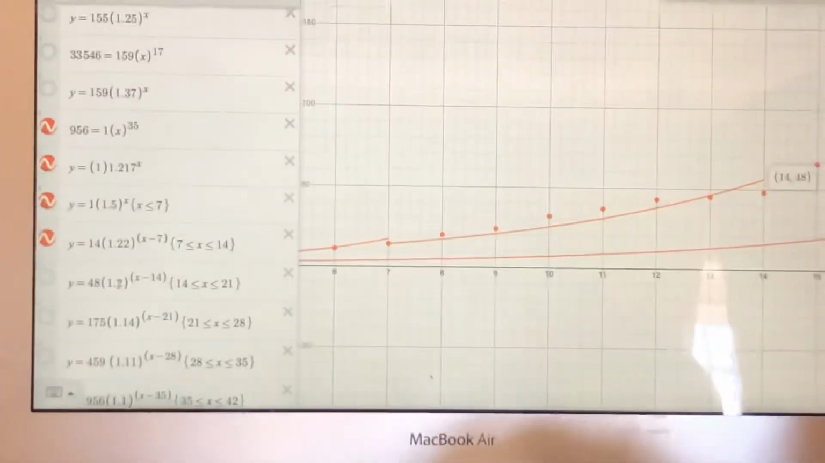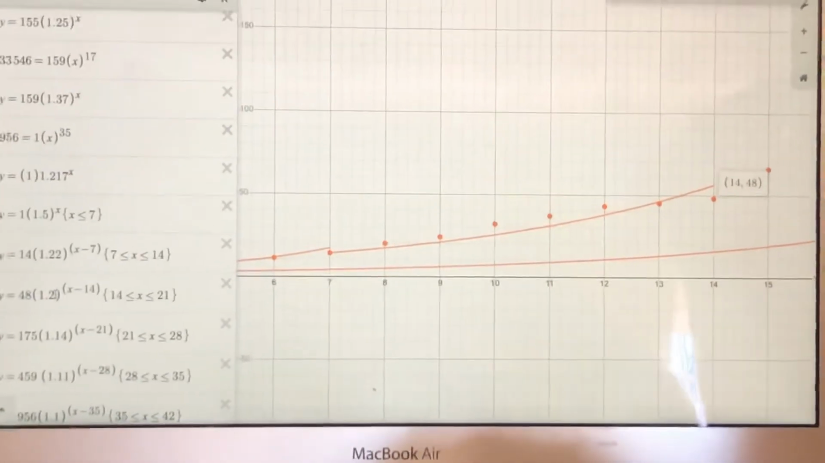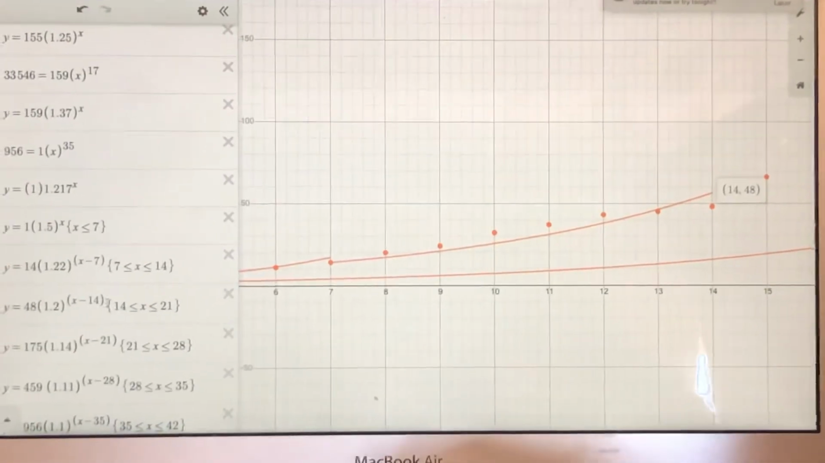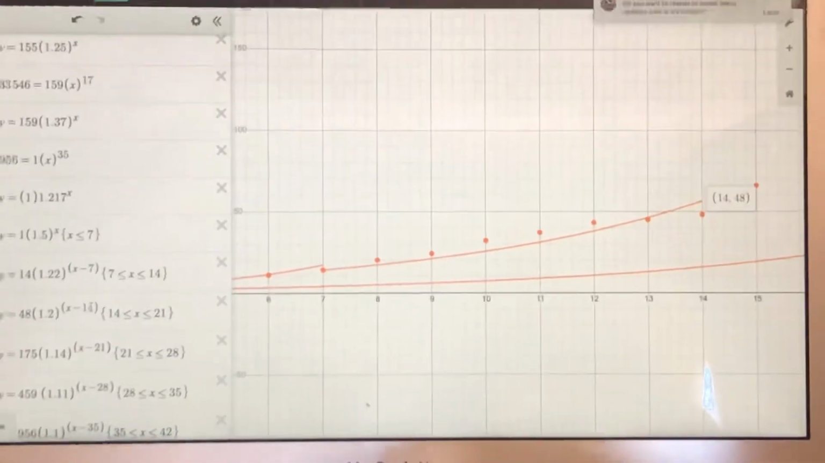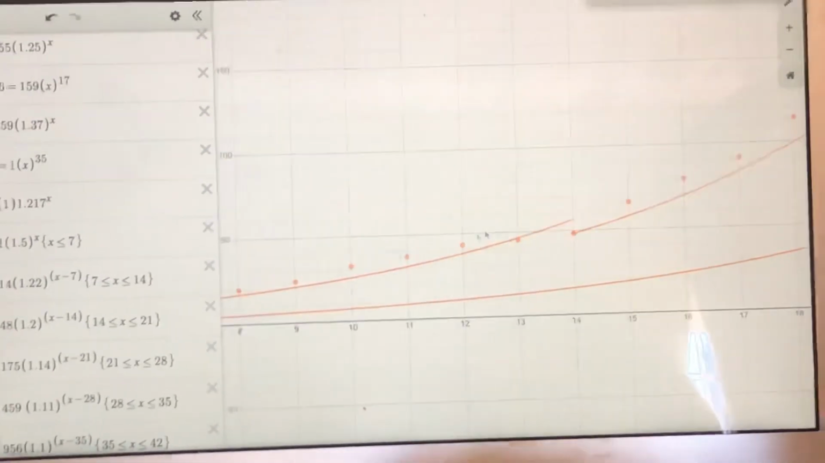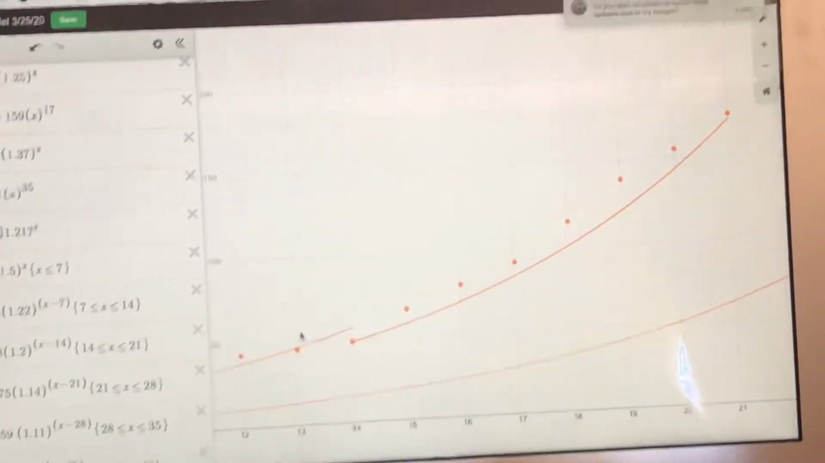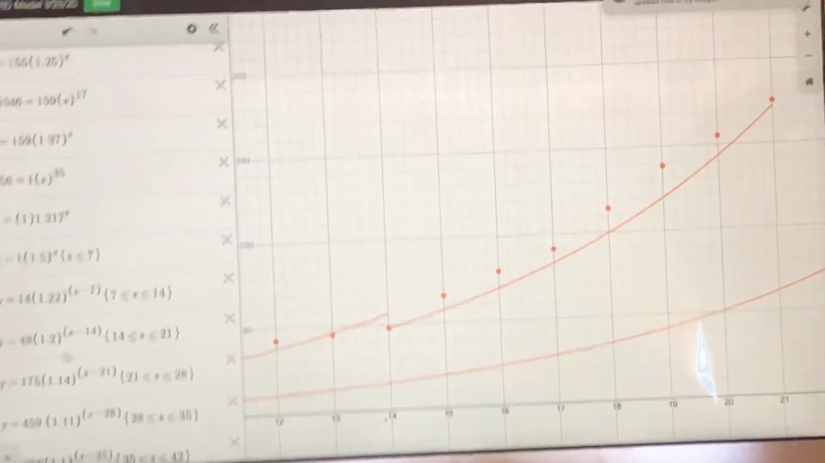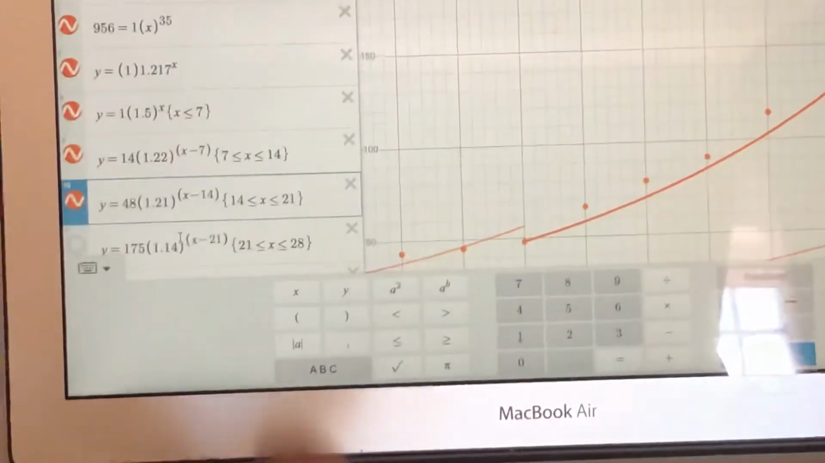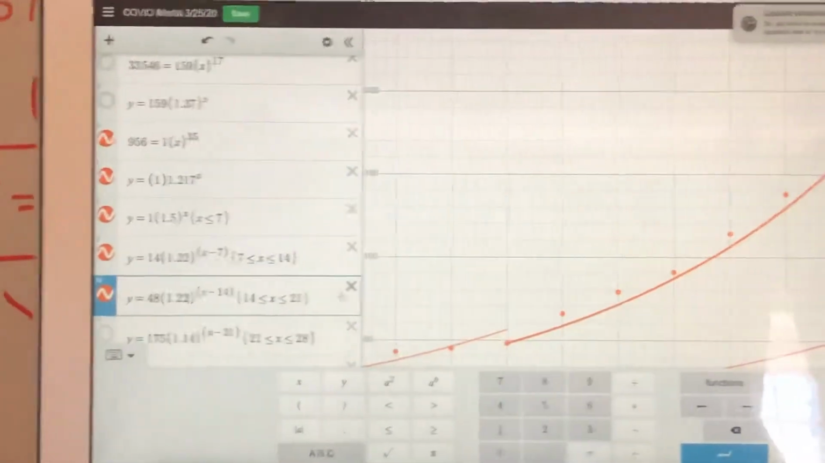We're going to bring it down to a 1.2 rate, which is slightly lower. We're translating, of course, 14 days to the right. That's why it's x minus 14, and using the domain days 14 through 21. And we're tracking, and it's pretty good, but again, yeah, it's a little low. Let's adjust. Yeah, that seems pretty good.